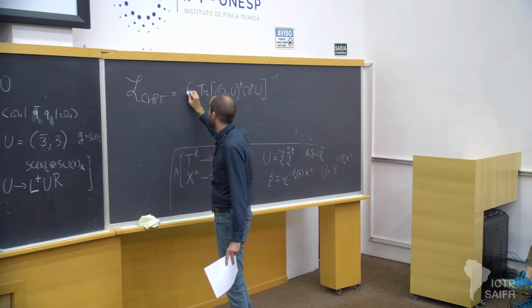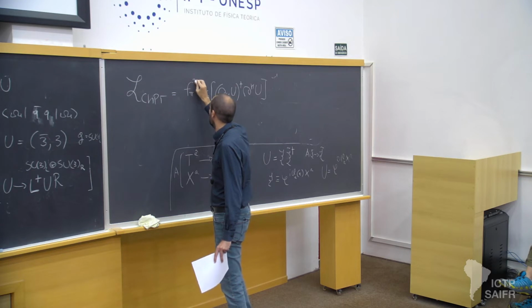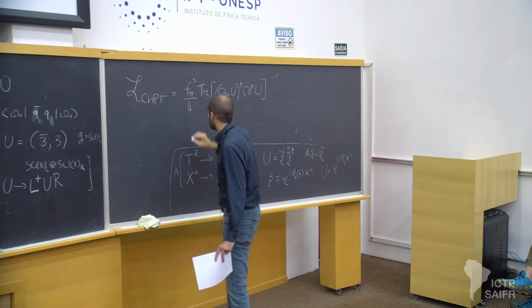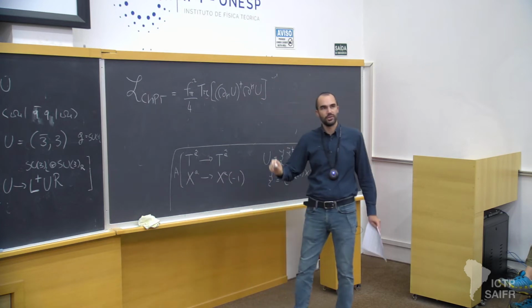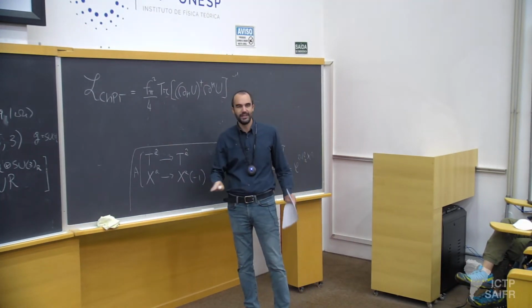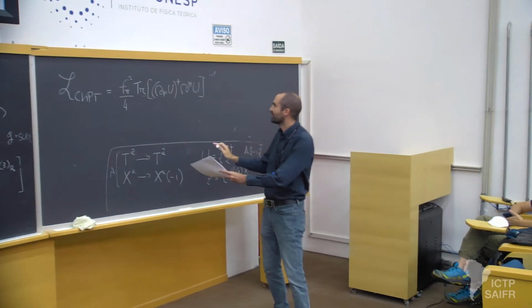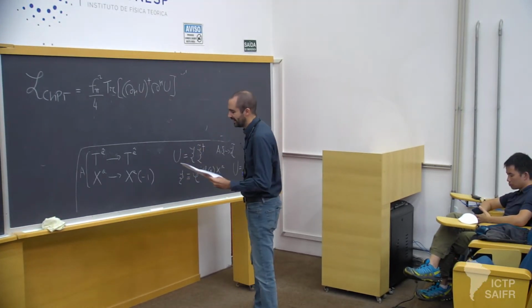To get the right dimensions, we need an object with the dimensions of a vev in front. So I'm just going to put this parameter. I'm going to call it f_pi for the moment, with no explanation. This is just dimensional analysis as far as we know now.